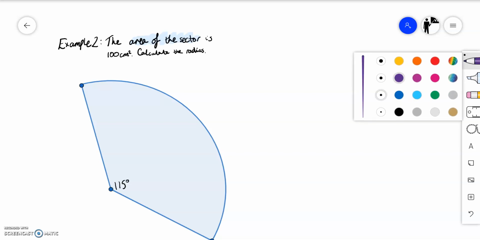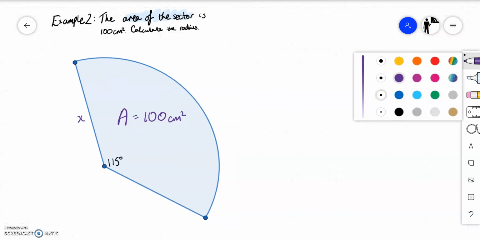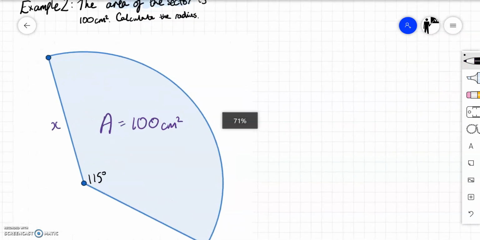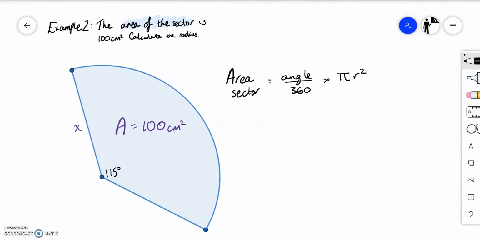So we are told that the area of this is 100 centimetres squared. We want to work out the radius. But once again, we're talking about the area. So I think it's a good place to start by writing down my formula that involves the area. So for the area of a sector, well, the area of a circle is pi r squared. But that's a full circle. If I've got a sector, I need to think about the fraction of the circle. So it's the angle over 360 multiplied by pi r squared.